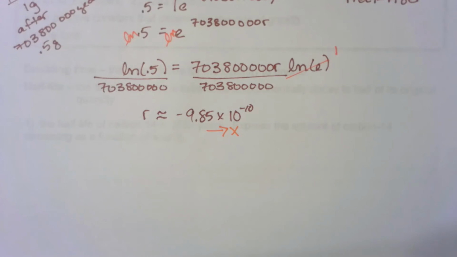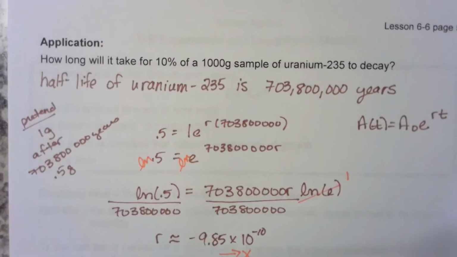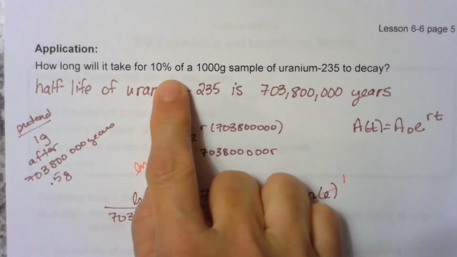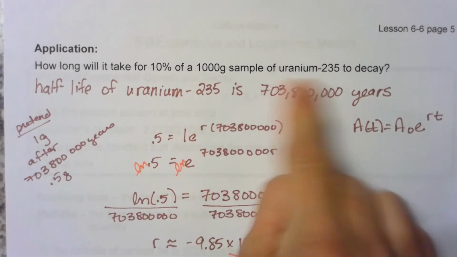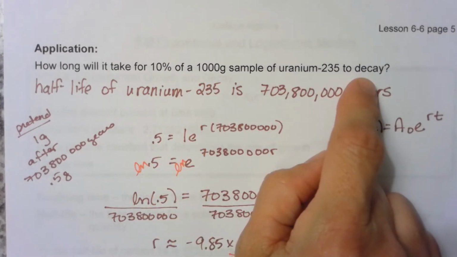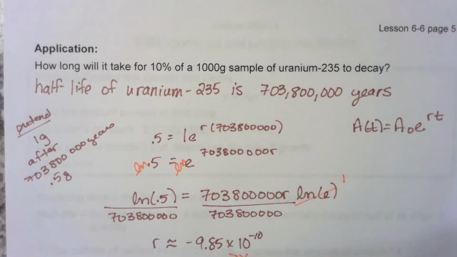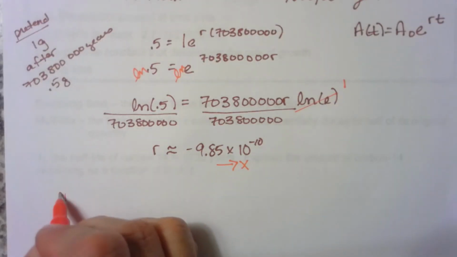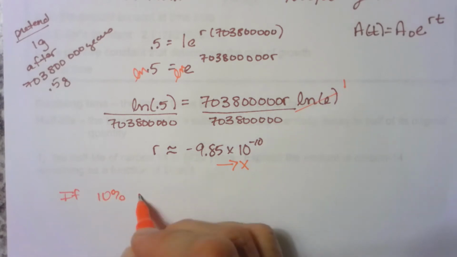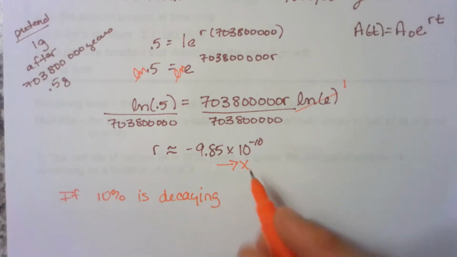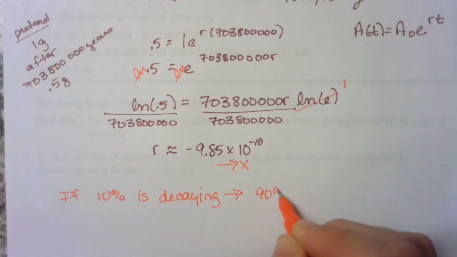So, how do we answer the question? The question was, how long, that means we're looking for time, how long will it take for 10% of this sample to decay? Well, if we want 10% to decay, doesn't that mean that 90% is still there? Let me write that down. If 10% is decaying, that means it goes away. This means 90% is still present.